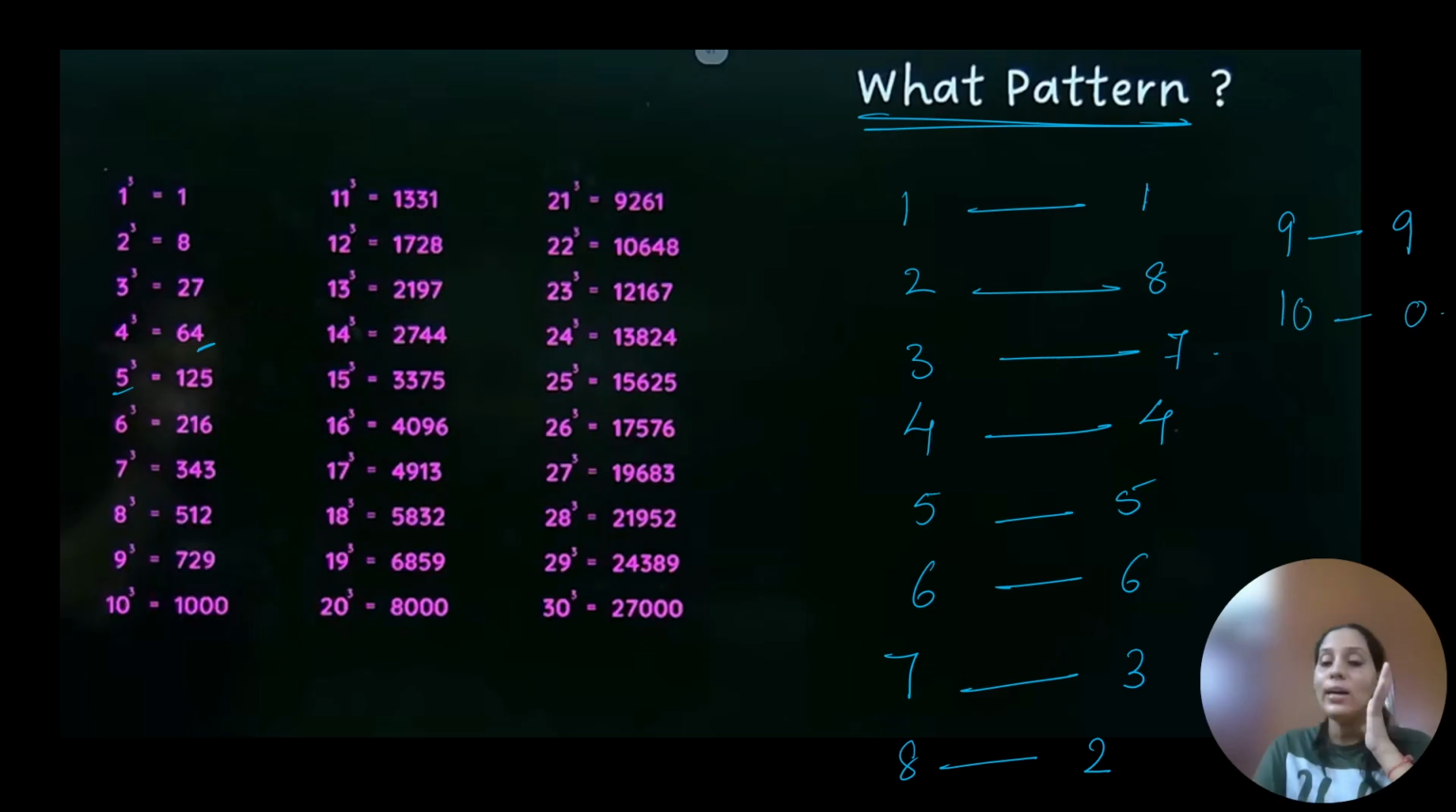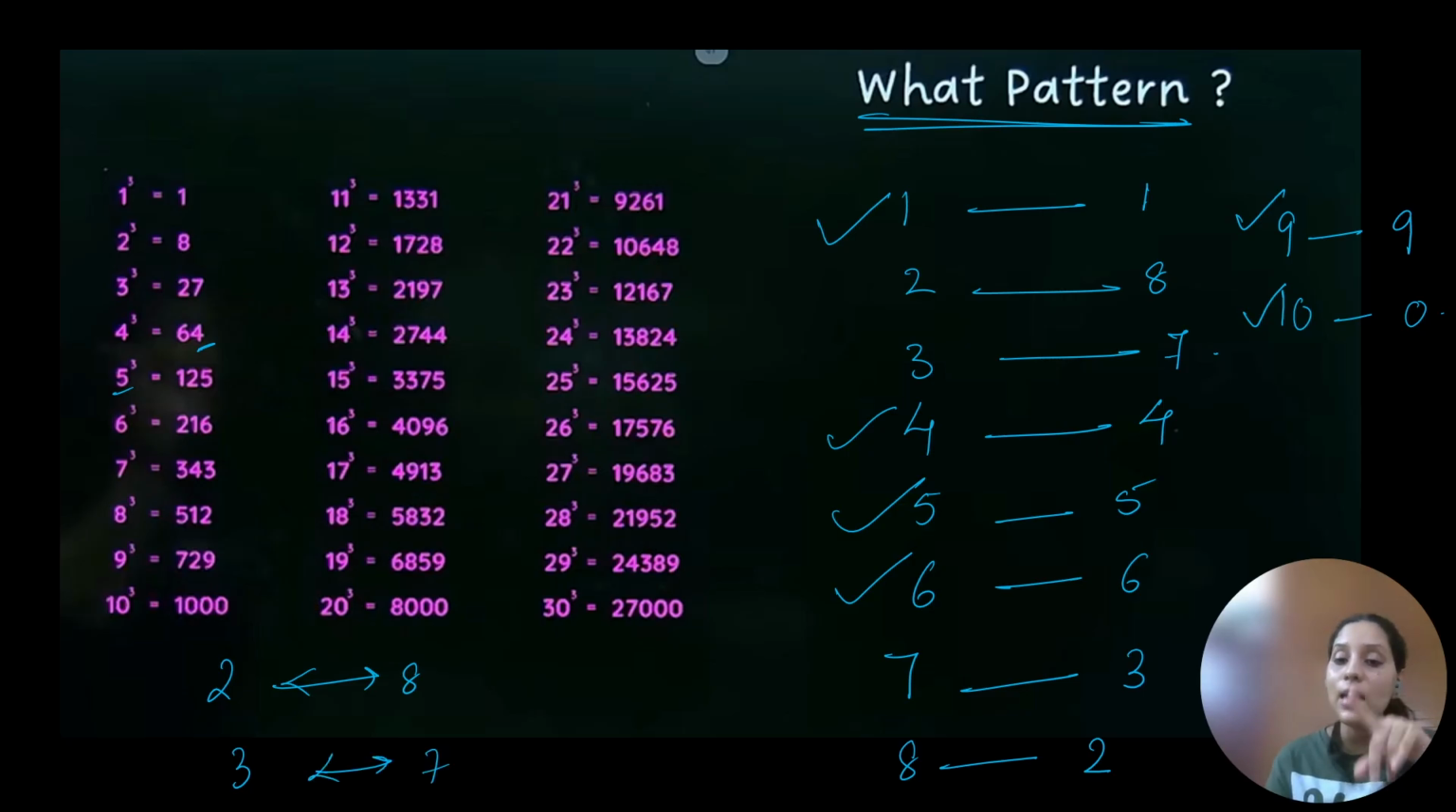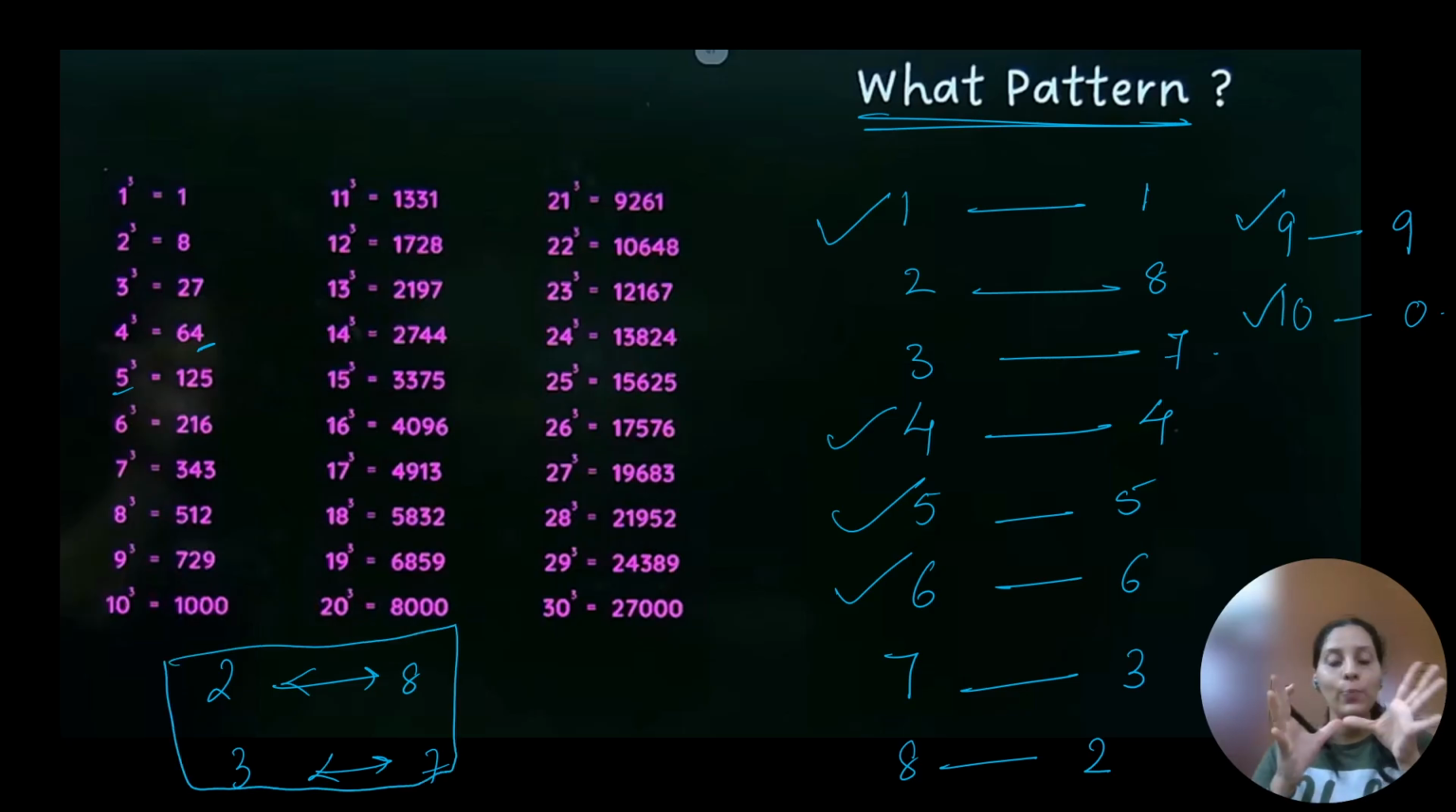0, 0. So I see 1, 4, 5, 6, 9, 0 end in the same number. Yes, but 2 ends in 8 and vice versa. 8 ends in 2. Similarly, the cube of 3 ends in 7, whereas the cube of 7 ends in 3. So you only need to focus on this pattern. Rest all end in the same number as the number is. Okay.